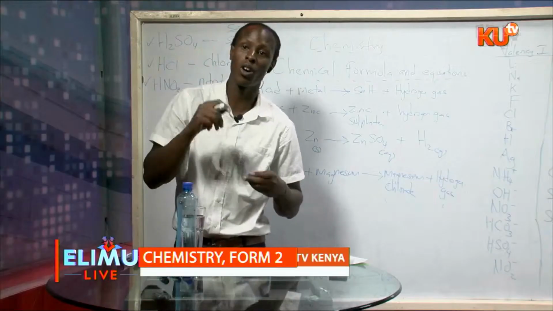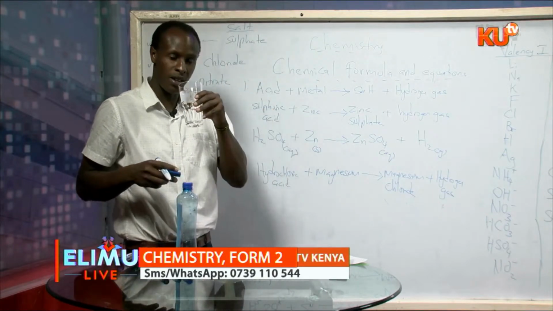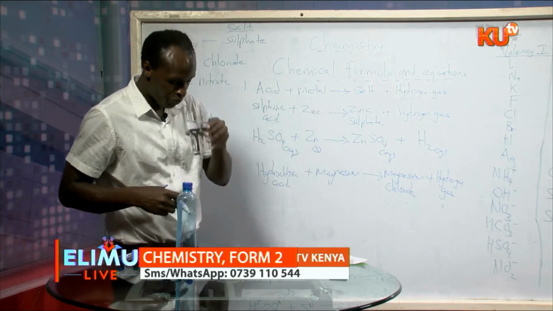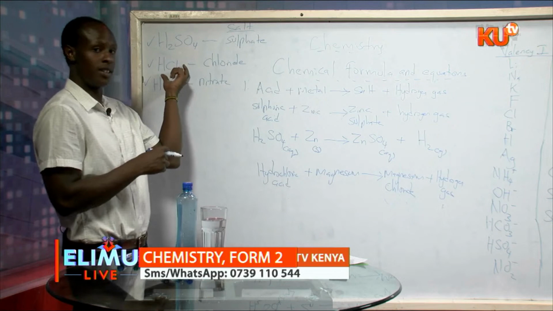We need to write the chemical equation, not the word equation. So you can very fast write the formula of hydrochloric acid. The hydrochloric acid is HCl.